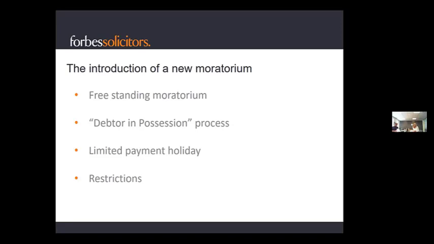So what's a moratorium debt? A moratorium debt is essentially a new debt arising during the moratorium itself, or a debt which might arise after the moratorium, but due to an obligation that was incurred during the moratorium period.